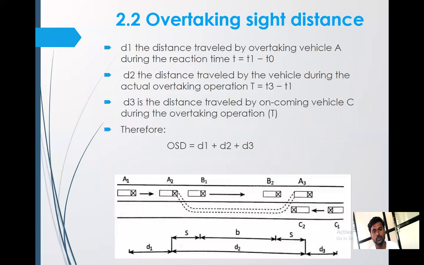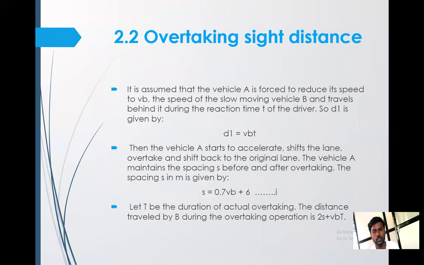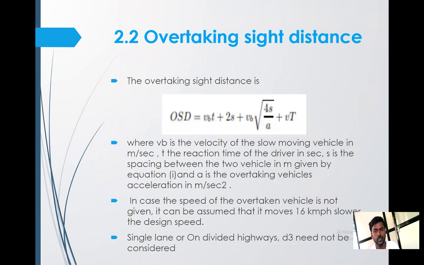Then we have calculated OSD as D1 plus D2 plus D3. We have calculated all the formulas and we have finally arrived at the formula OSD is equal to VB into T plus 2S plus VB into under root of 4S divided by A plus V into T. That formula we have derived finally. But in this formula, please keep in mind, VB is the velocity of the slow moving vehicle and V is the velocity of the fast moving vehicle. That you should point out.